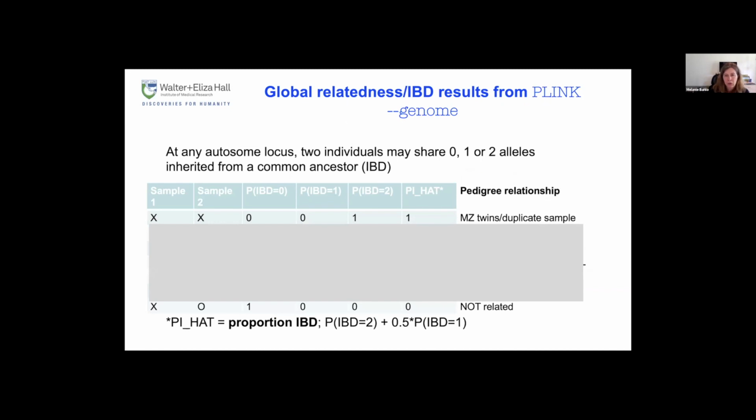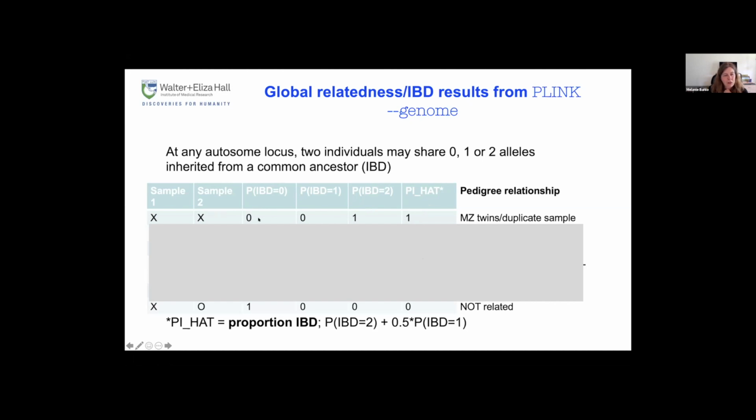So now we'll turn to Plink, which allows you to estimate global relatedness between pairs of individuals. It estimates this probability vector for identity by descent, which we won't worry about too much, but it also estimates the average IBD, or the proportion of IBD, the pi hat at the end. So let's just pay attention to that. We won't worry about these.